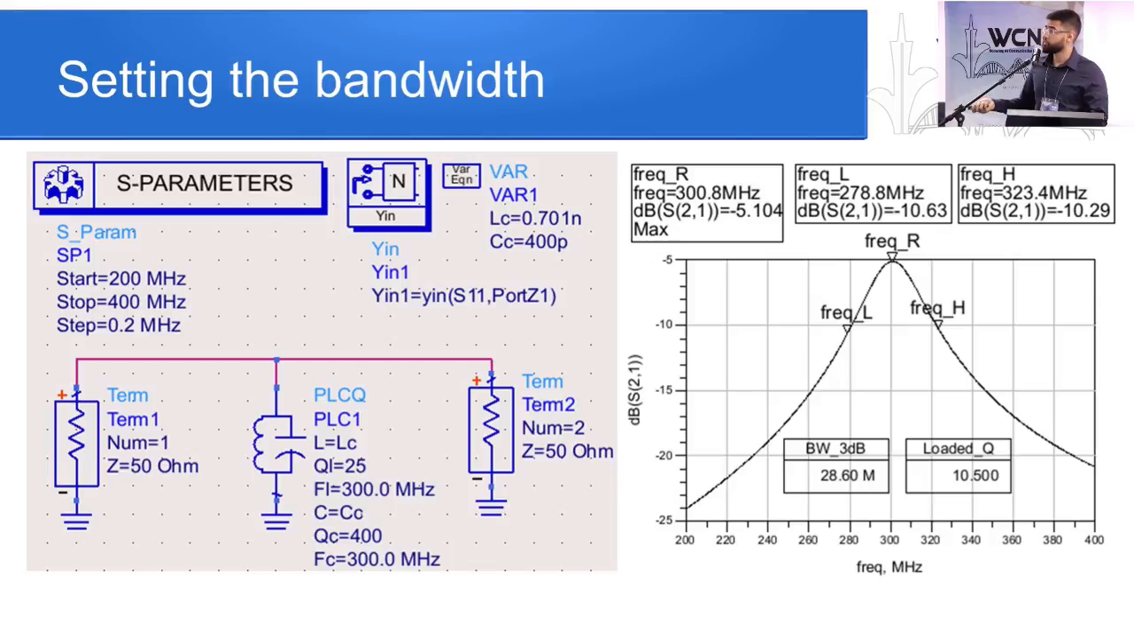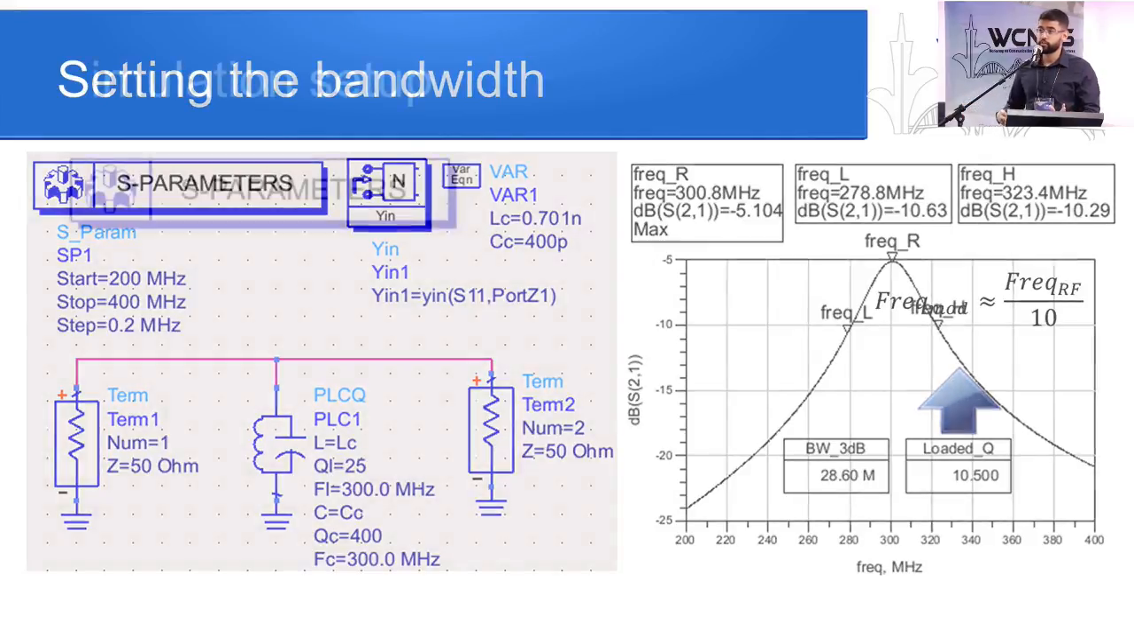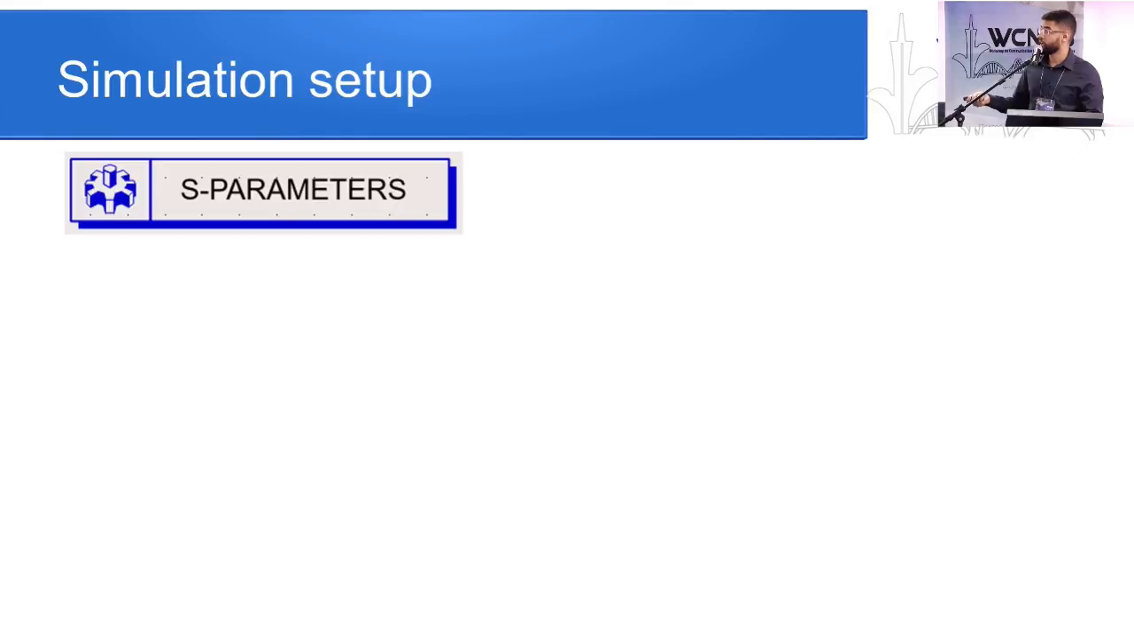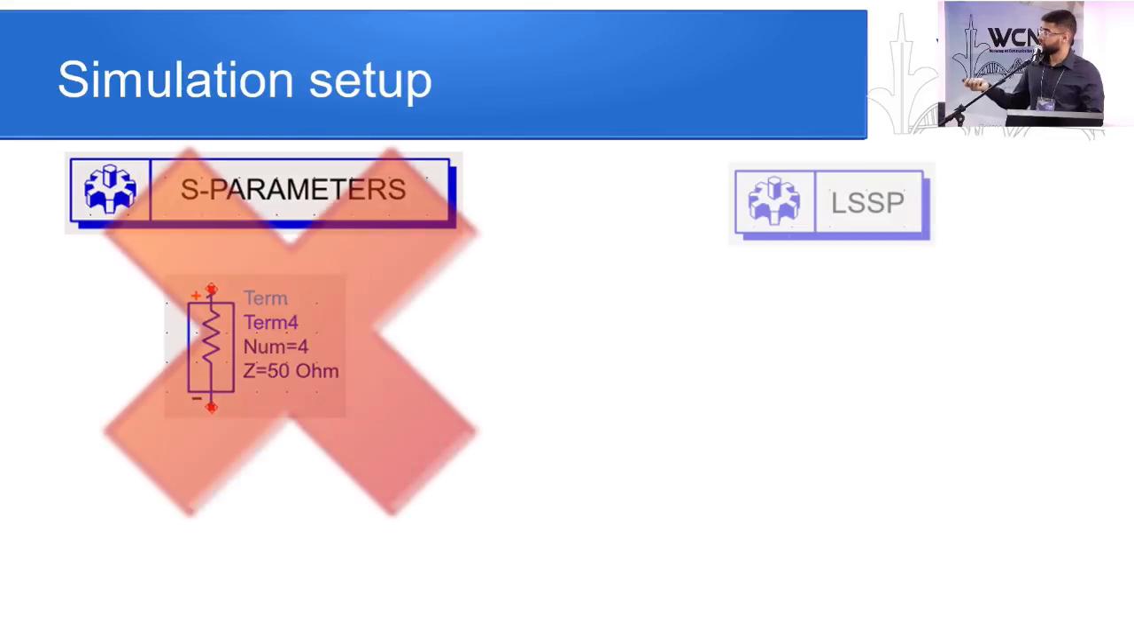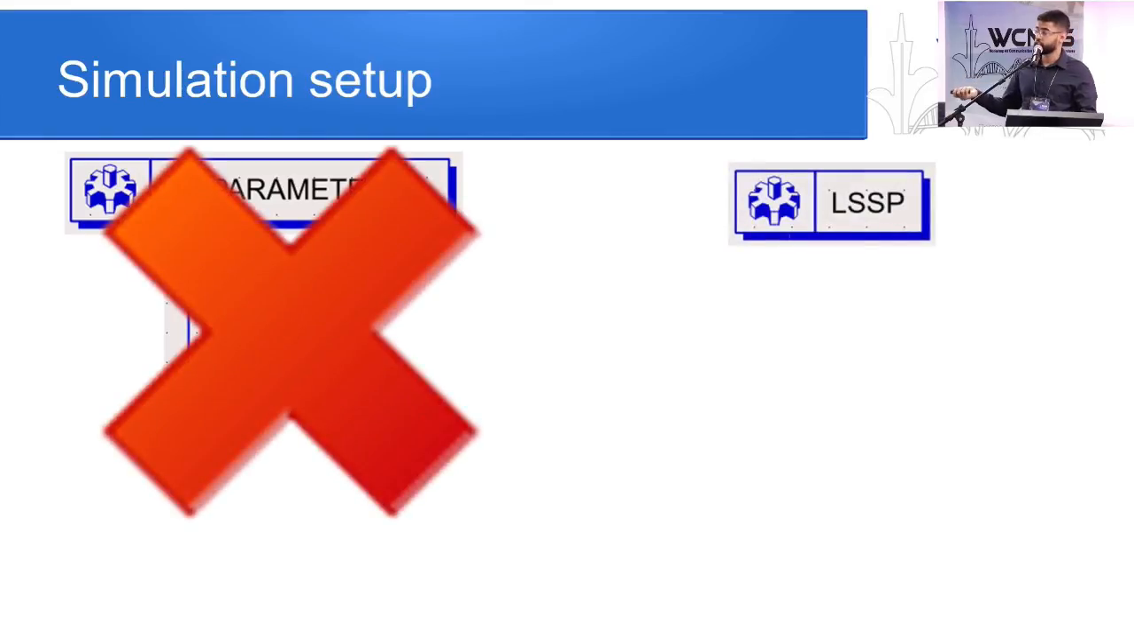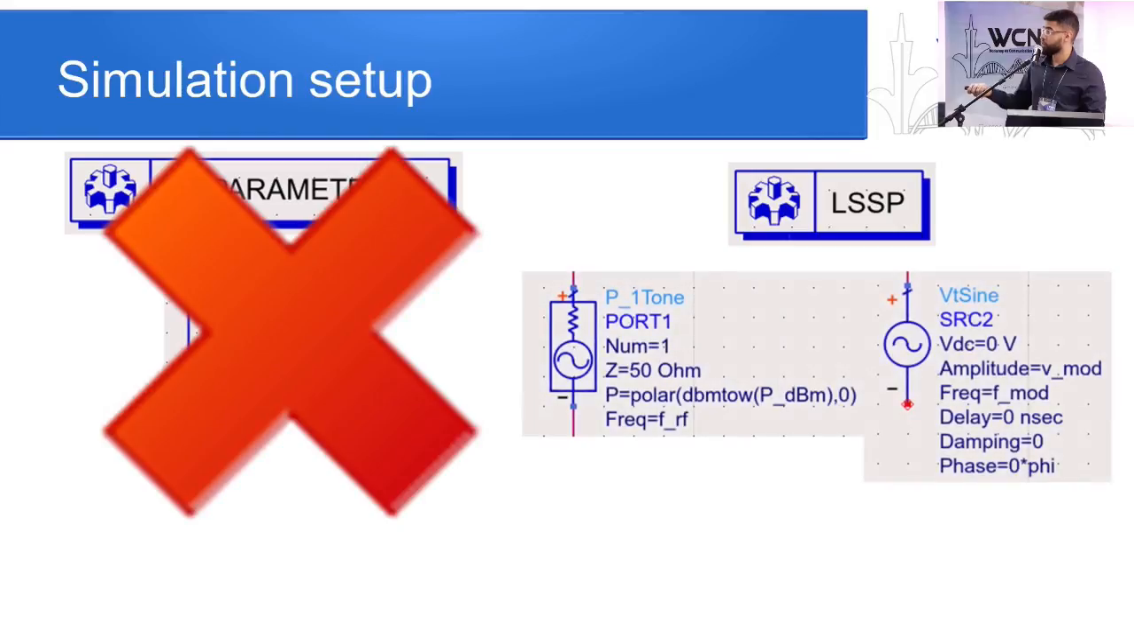Our simulation setup: in the first attempt, we used the S parameter simulation because we only need to see the S parameters of this device. But the S parameter simulation uses only a terminal, and it didn't work. So we changed to LSSP, large signal S parameter simulation. And here we can use a port with a certain power and frequency, and we can use the modulation source too.